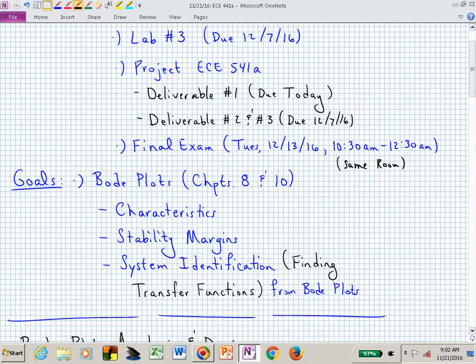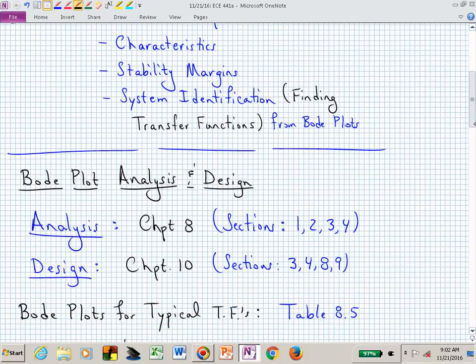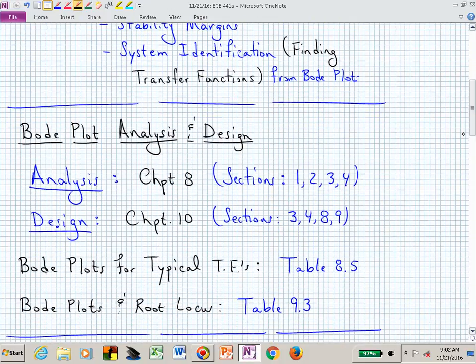Chapter 8 deals with the sketching and the analysis or characterization of a Bode plot, and Chapter 10 gets into the appropriate design aspects that we will deal with, which are phase lag and phase lead controllers. These are the sections that pertain to the Bode plot in the different chapters.